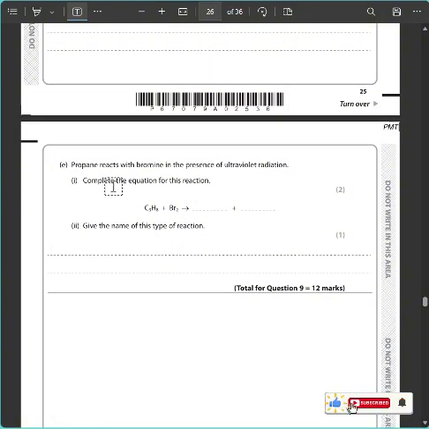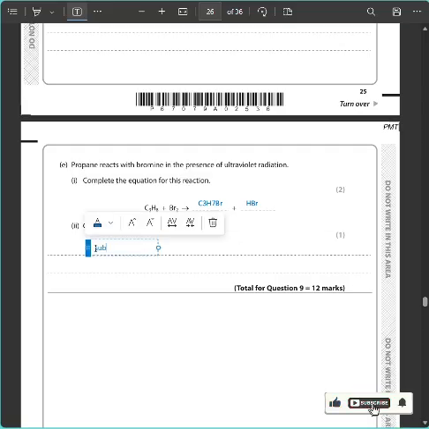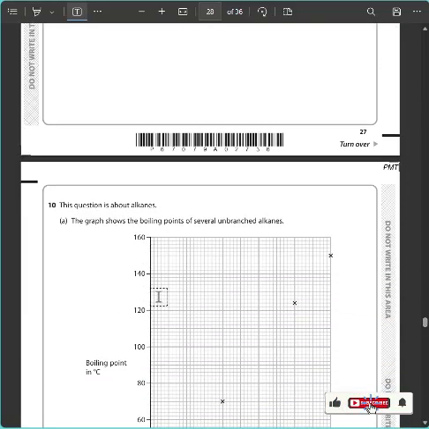E1. Propane reacts with bromine in the presence of ultraviolet radiation. Complete the equation for this reaction. There will be produced C3H7Br plus HBr, hydrogen bromide. Give the name of this type of reaction. It is a substitution reaction.